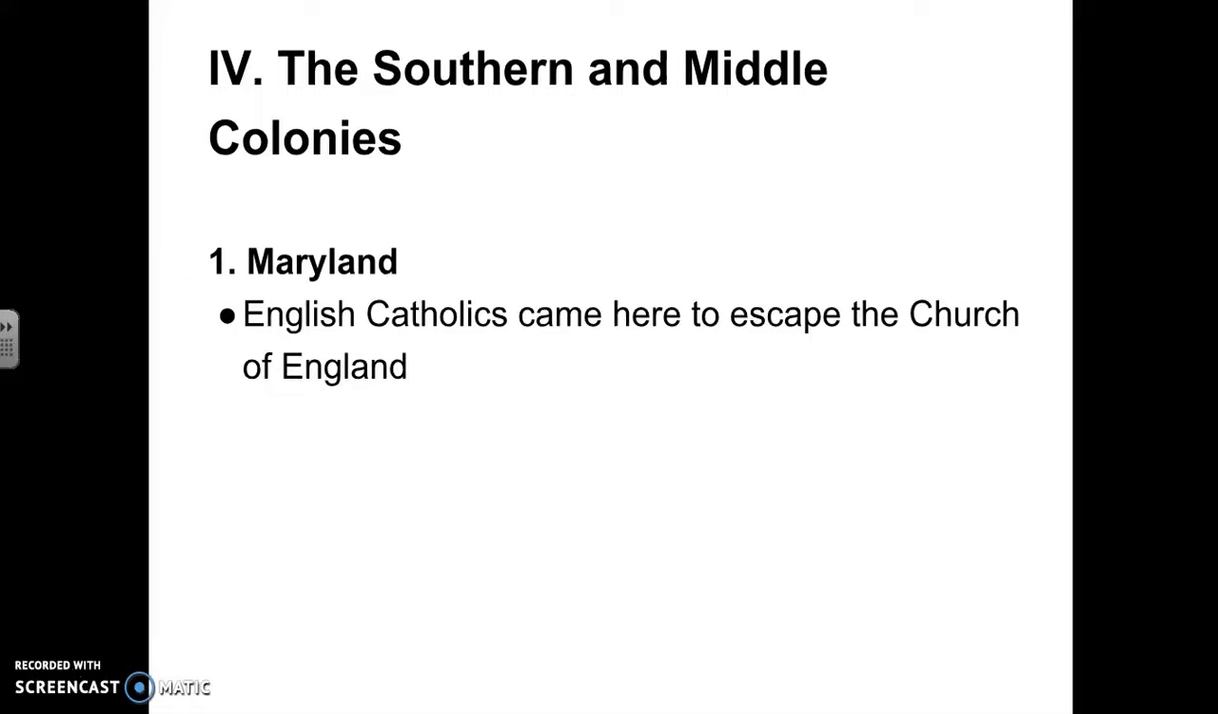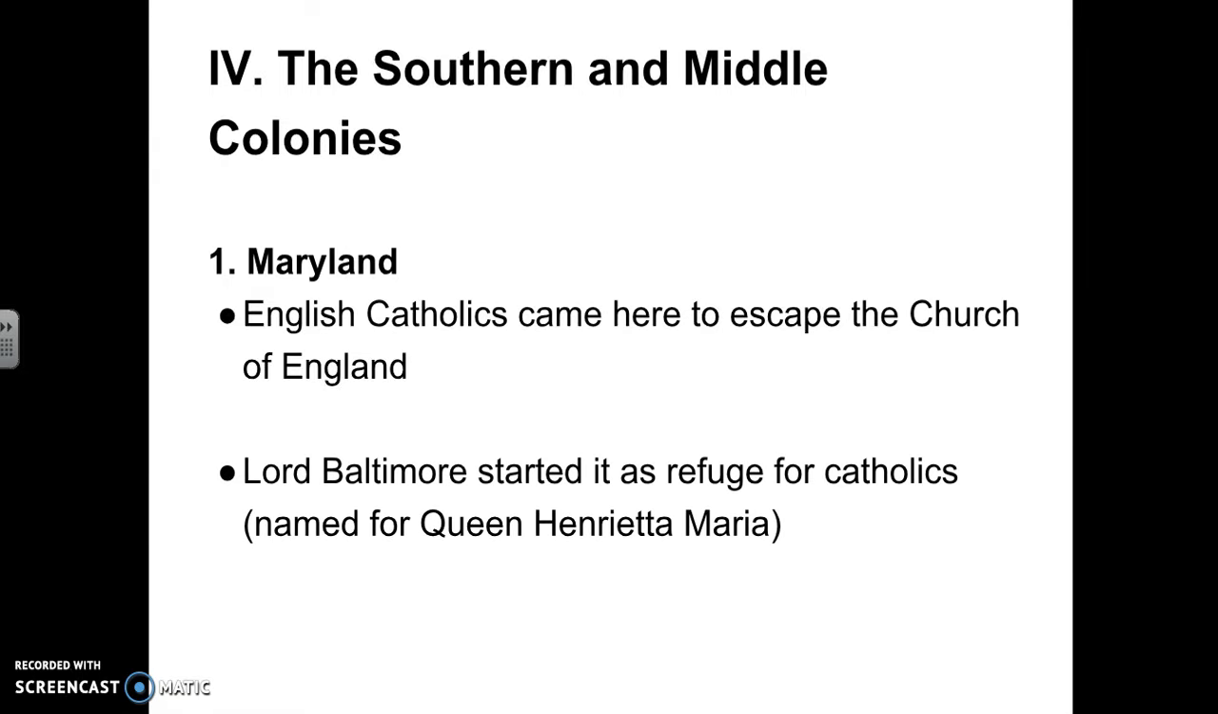And they came here to escape the Church of England, similar to how the Puritans came to Massachusetts. They were led by a man named Cecilius Calvert. And Cecilius Calvert was known as Lord Baltimore. Hence the city in Maryland, Baltimore. And he started it as a refuge for Catholics. And the word refuge just means a safe place. And it was named after the Queen of England, and her name was Queen Henrietta Maria. So from Maria, they created the state Maryland.